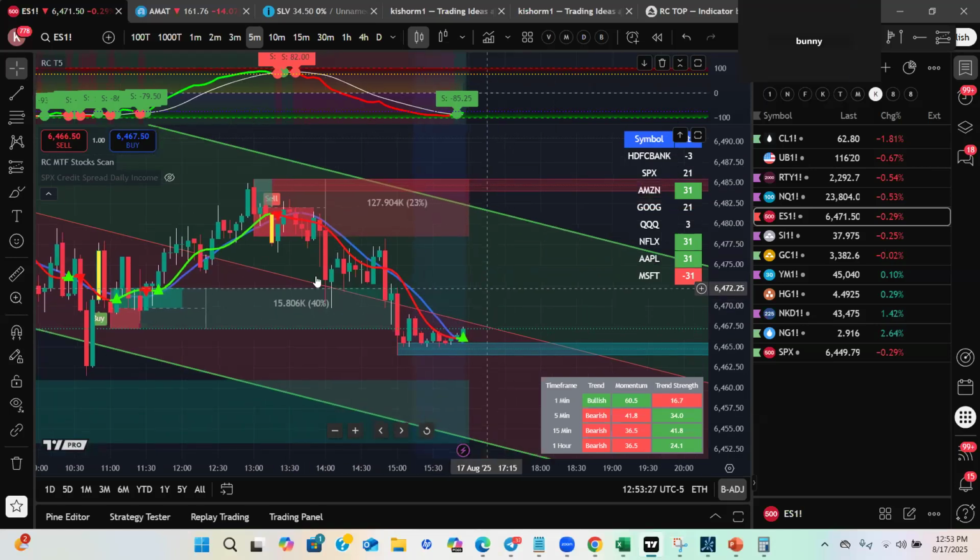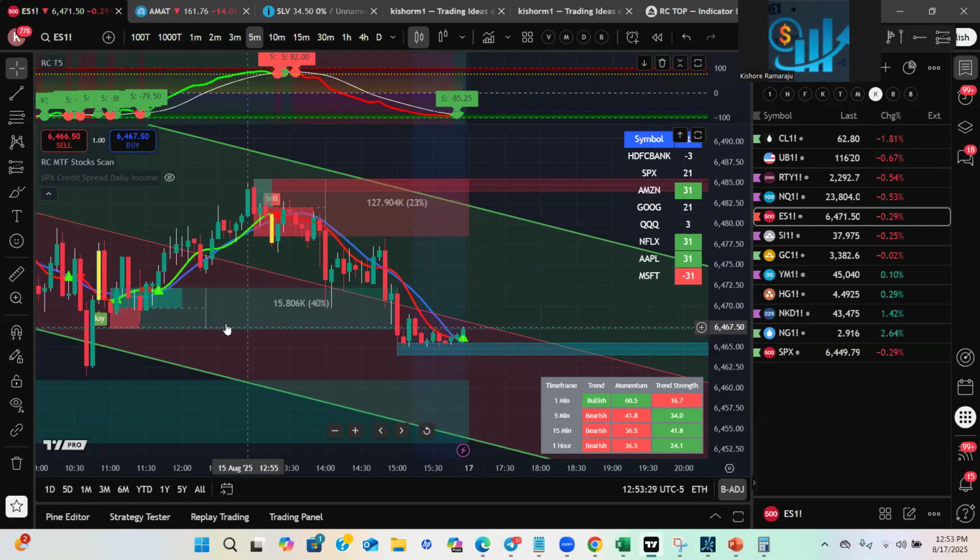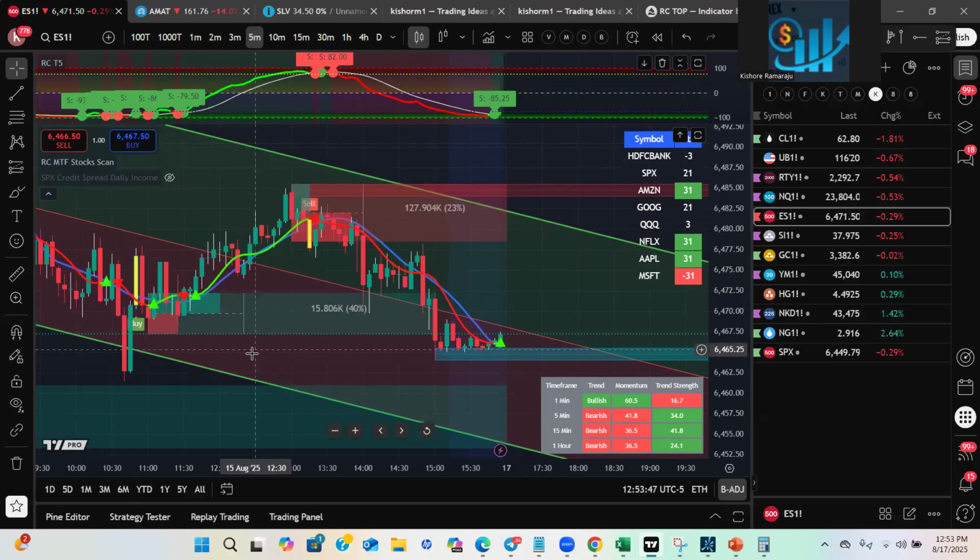For example, here the channel is in the downtrend. If price went to the top, you got a sell signal. Then you can hold the trade until it goes and touches the support zone. You can hold it as one trade, and you can easily make $1,000 or more.